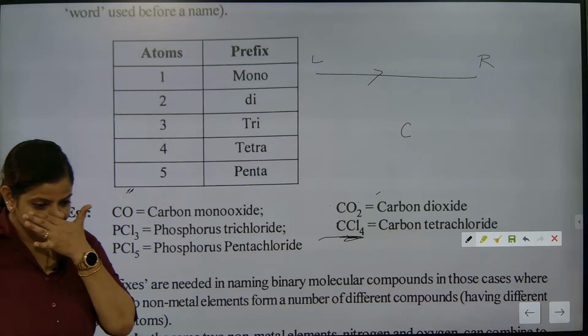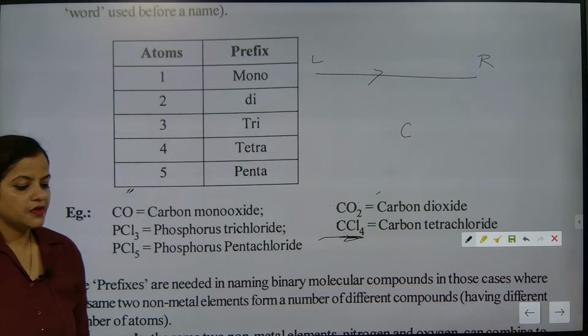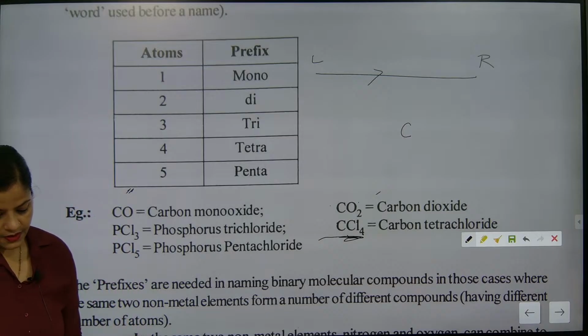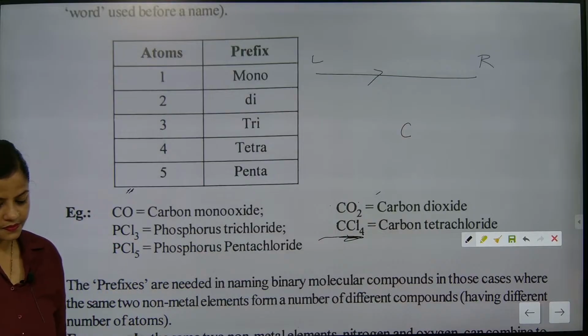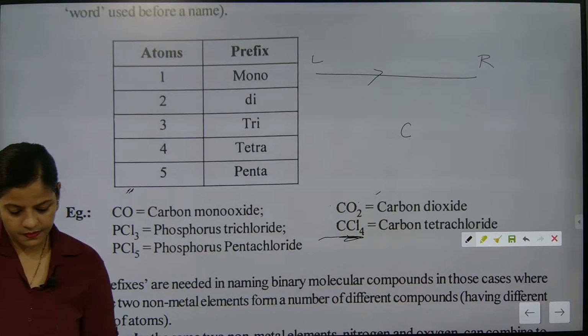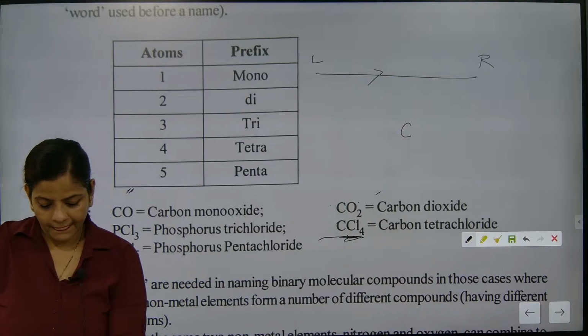Come on, say. Done? Understood? Done? Super.